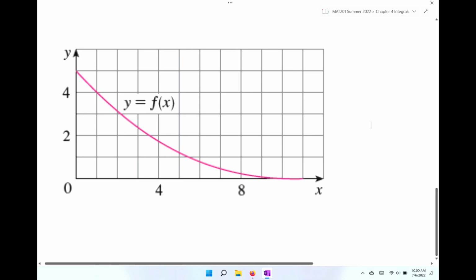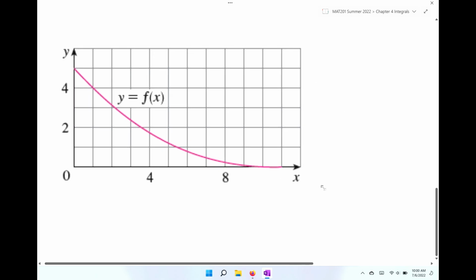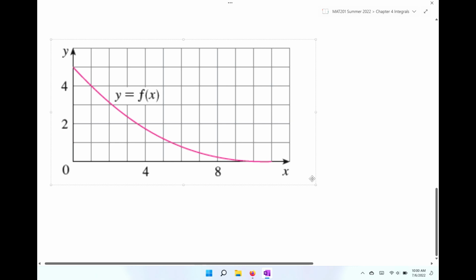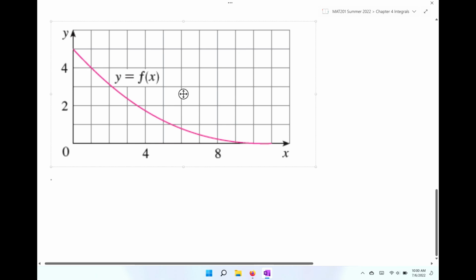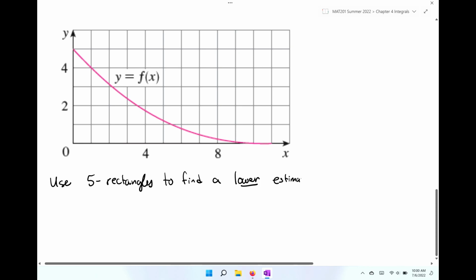So the big question now is, well, how do you actually do this? All right. So I have an example here. All right, nice little graph here. And what we're going to do is, marker's way too thick. Hold on one sec. I'm sorry. So we're going to use 5 rectangles to find a lower estimate and an upper estimate. So we have two separate problems here.